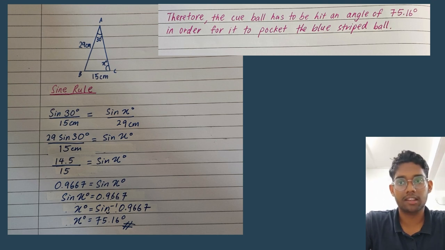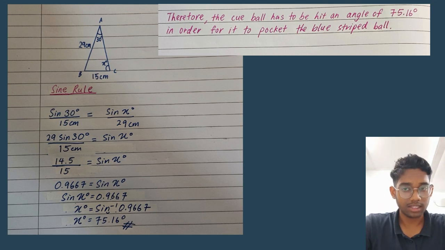This question can be solved very easily if we look at it as a triangle with the sides A, B and C. The angle A is given as 30 degrees, the side AB is 29 cm, whereas the side BC is 15 cm. Now we have been asked to find the angle X. So we are going to apply the sine rule to find the solution. Sine 30 over 15 cm is equivalent to sine x over 29 cm. 29 cm is the opposite side of angle x, which is side AB, and 15 cm is side BC.